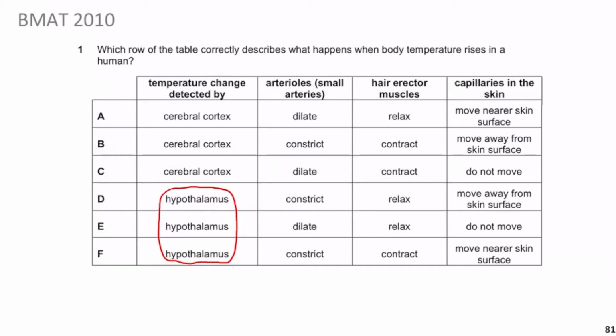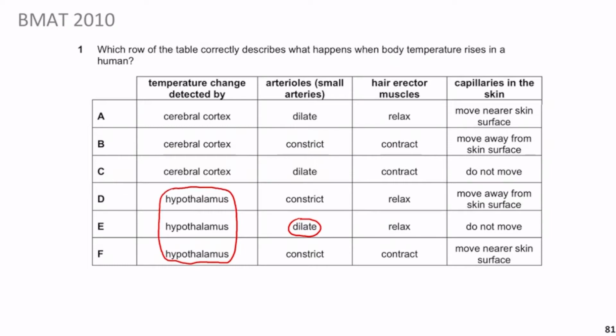You can constrict the arterioles, or you can dilate the arterioles, and through that you can control the flux of blood to the distal capillary beds. So what's going to happen to the arterioles, guys, when it's hot? They should dilate, and if the arterioles dilate, that means the capillaries of the skin are going to receive more blood.